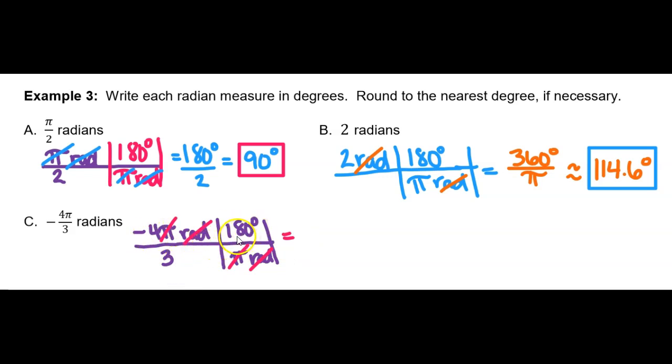Or I can help myself out here a little bit and do 180 divided by 3, because I know 18 divided by 3 is 6. So I'm going to divide this by 3 and get 1, divide this by 3 and get 60. So I'm going to be multiplying negative 4 times 60, which would be negative 240 degrees. Okay, so that's how we convert radians to degree measure.